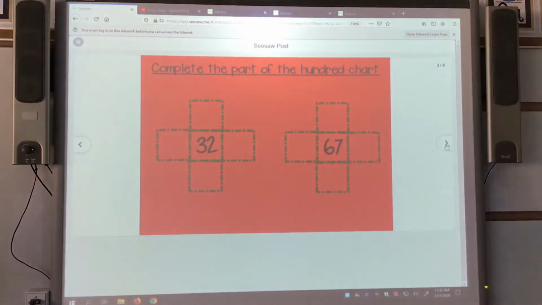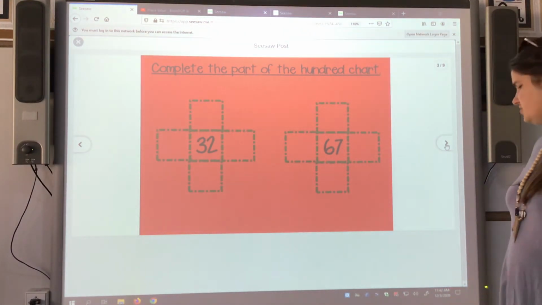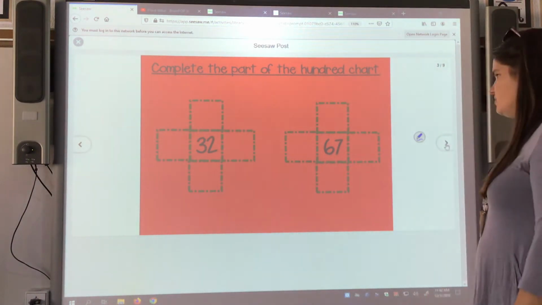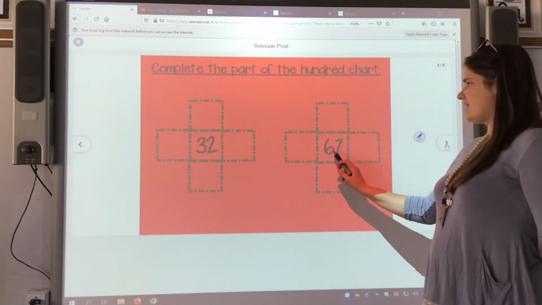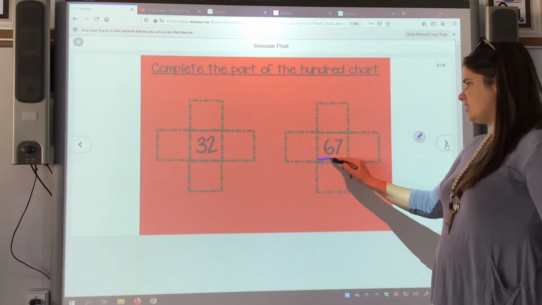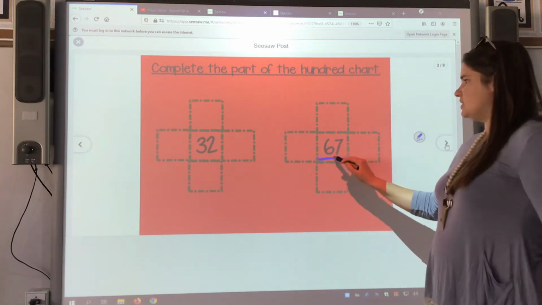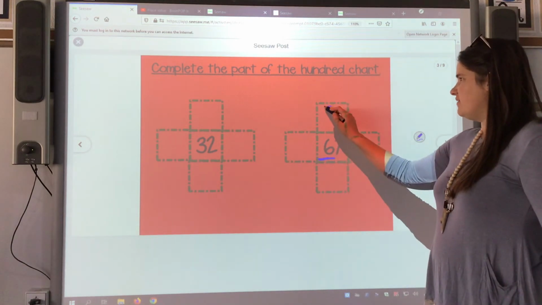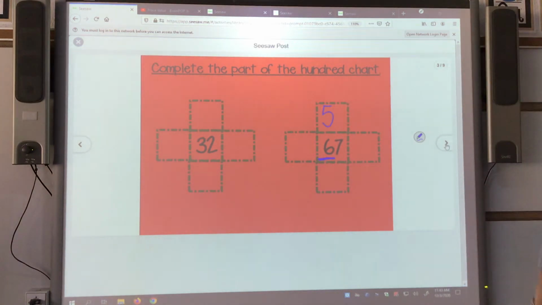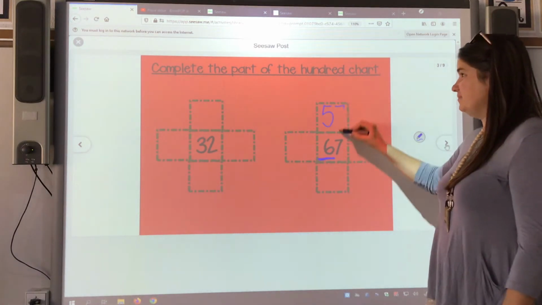Let's look at the number 67. Complete the part of the hundreds chart. If you have your hundreds chart, this is a great time to use it. Let's look at 10 less. When we look at 10 less, we always look at that tens place. We subtract a 10. So 6 minus 1 is going to give me 5. And then I slide up my 1. Excuse me. Whew.